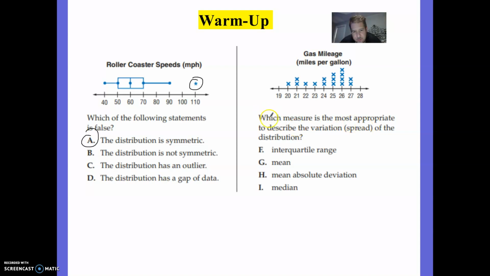Which of the measures is appropriate to describe the variation, the spread of the distribution? The interquartile range. Which measure is the most appropriate to describe the variation? So I would say probably the mean absolute deviation, which is going to split it up into distances away from the center.